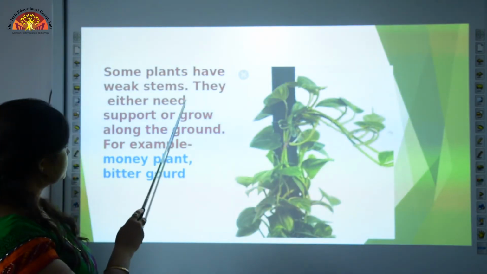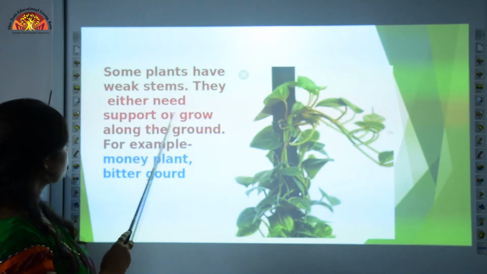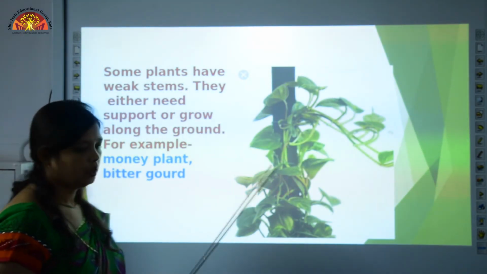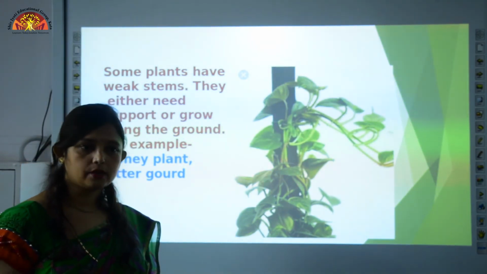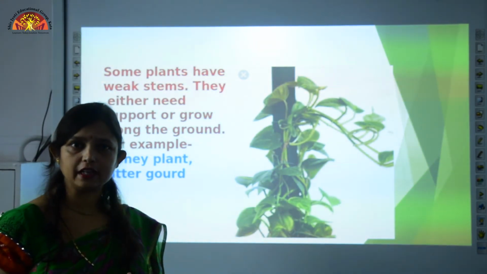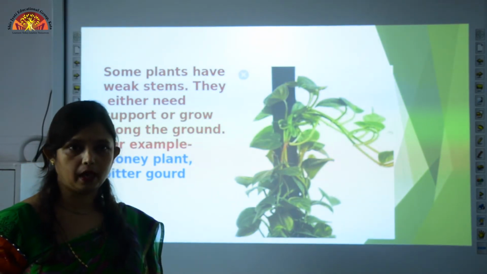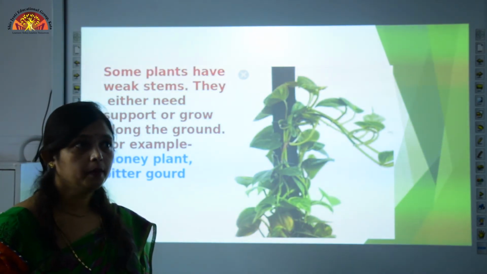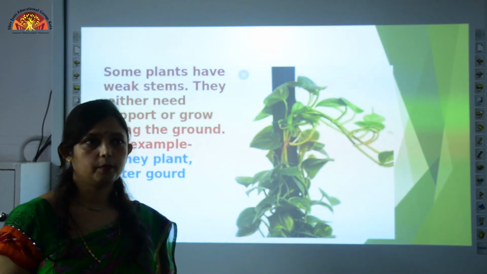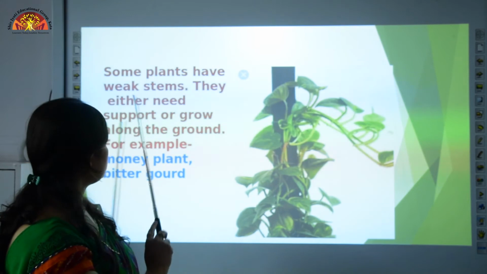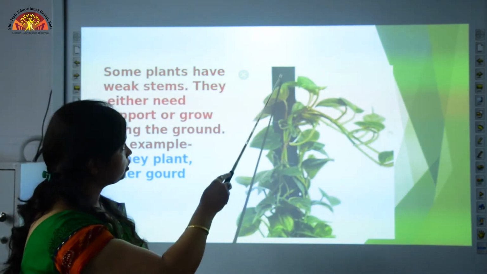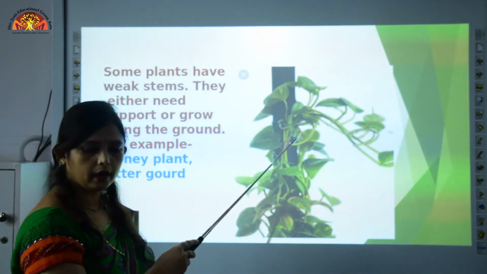Some plants have weak stems. They either need support or grow along the ground. Now besides thick woody hard stem, some plants are also there which have very weak stem, like in case of money plant, in case of some climbers and creepers like bitter gourd, bottle gourd, stem is very weak, as you can see here. So they need some support to grow around.